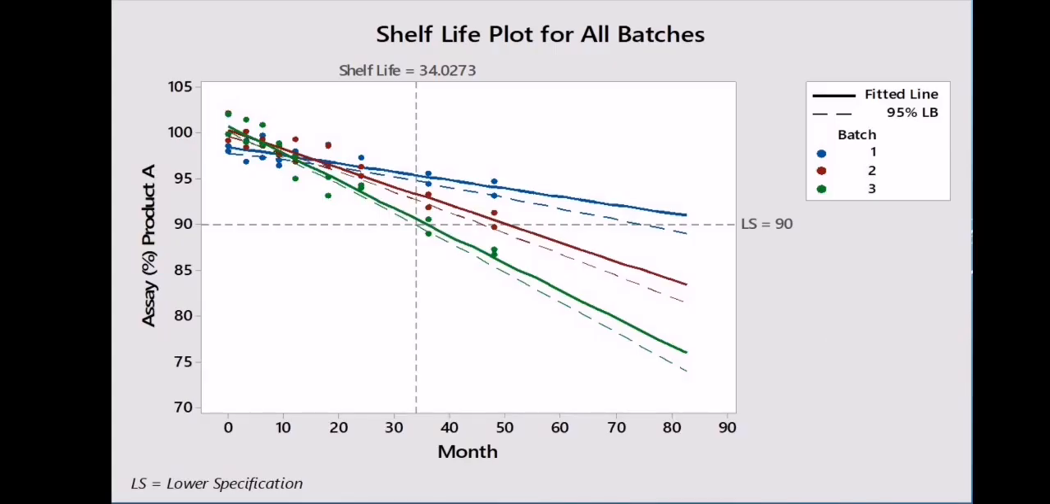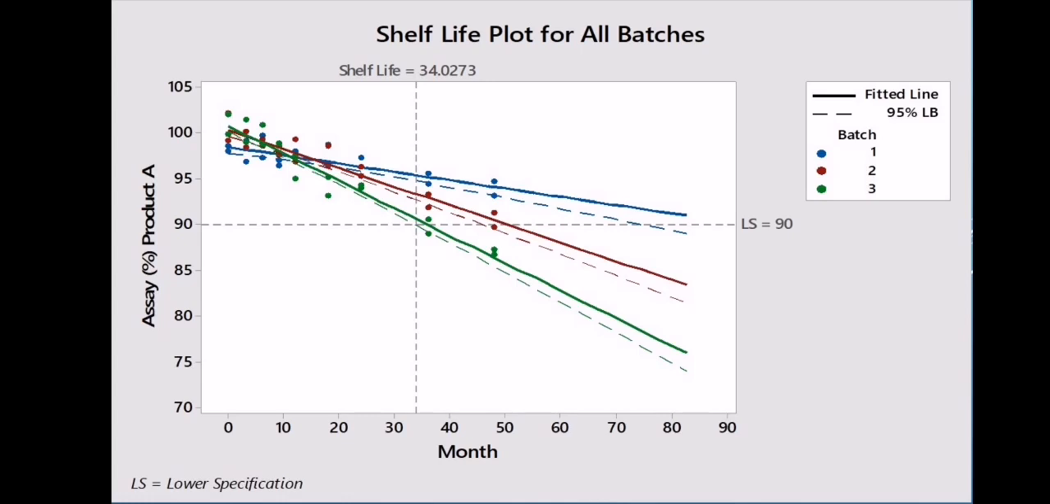So here's a graph showing the regression lines for 3 different batches of a drug product, batch 1, 2 and 3. You'll notice they each have their own regression line based on their own data. And we take the most pessimistic of those, which is the green line, batch number 3 in this data set. That green line is the one that we will use to determine the shelf life for all future batches from this process because it indicates a shorter shelf life than the other two batches which we tested.